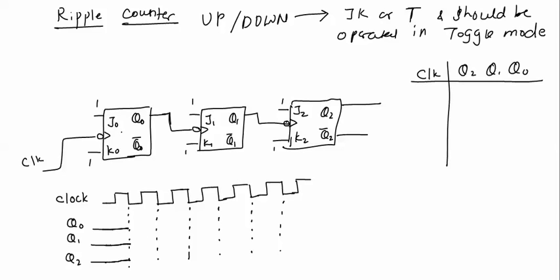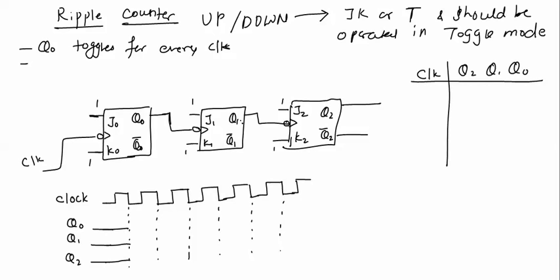See, this first flip-flop is applied directly with the clock. So whenever clock has its negative edge, this flip-flop will be triggered, and Q0 will toggle because J and K input both are 1. So I will say Q0 toggles for every clock pulse. Every clock pulse means for every negative edge, Q0 will be toggled.